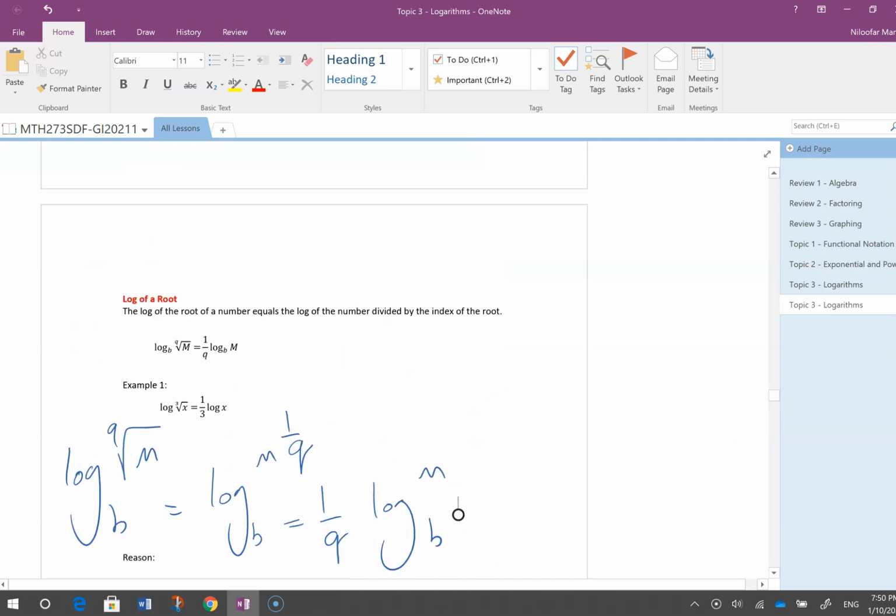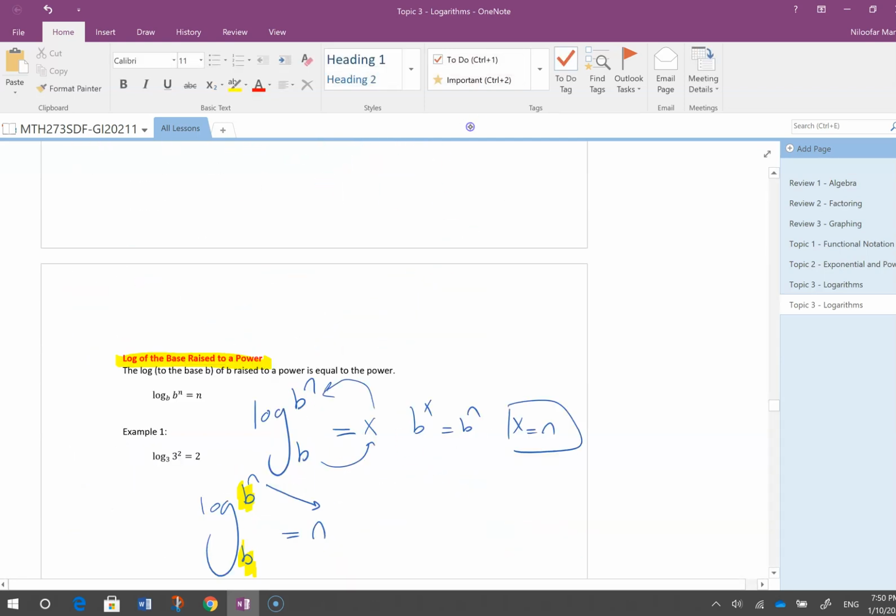Here I was talking about this logarithm of root, which I said is not a new rule because it's very similar to what we saw as p, which was the power. When I have a root, that's also a power, which I can see here. Okay, so now I continue to the next one.